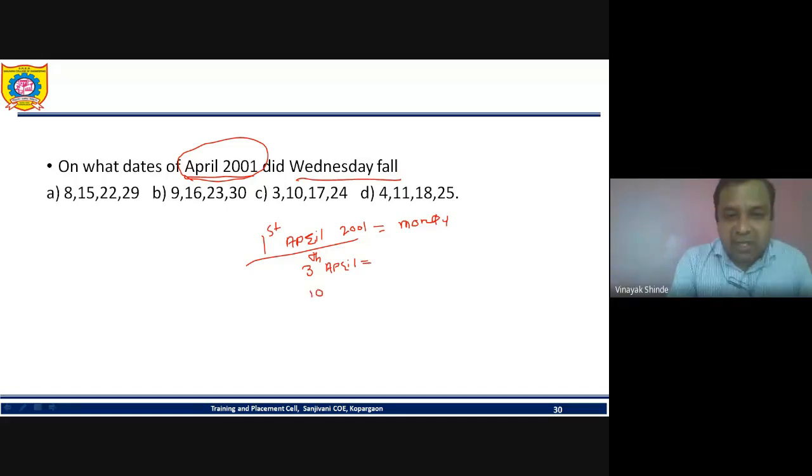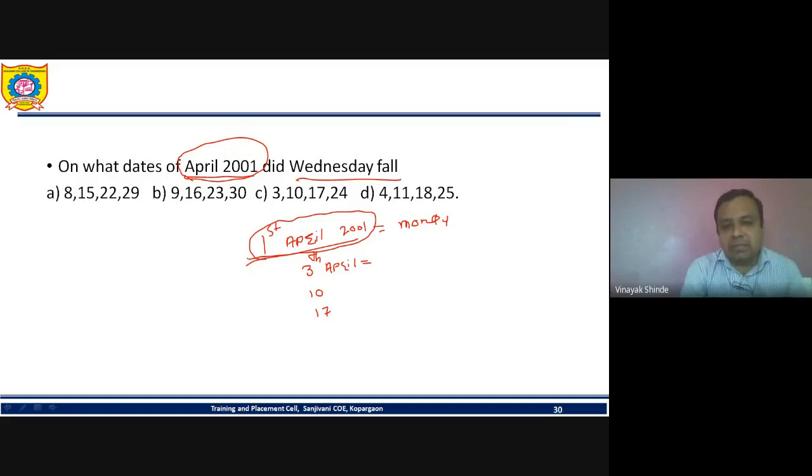Then 10th of April it will be Wednesday, because the cycle repeats after 7 days. Then 17th of April it is Wednesday, then 24th of April it is Wednesday. So like this, we can get the dates. But you need to find out what the day is on 1st of April 2001.